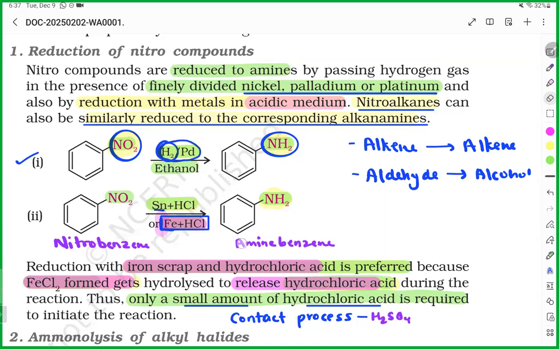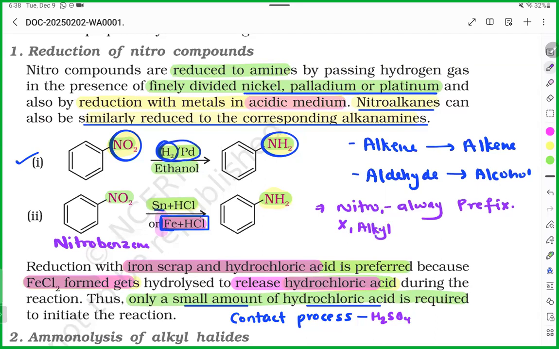Understood, guys? So remember, in this case you will write one thing: the nitro group is always prefix. Doesn't matter even if you have only one nitro group, nothing else, still it is prefix. Like alkyl group is prefix, halogen group is prefix always. Not only nitro, even halogen group or alkyl group are also prefix always. Were you aware about this?